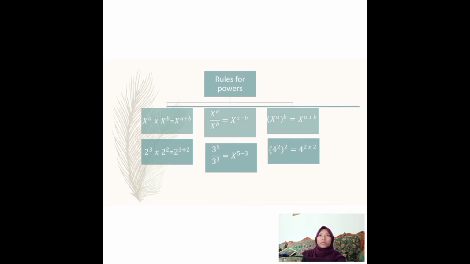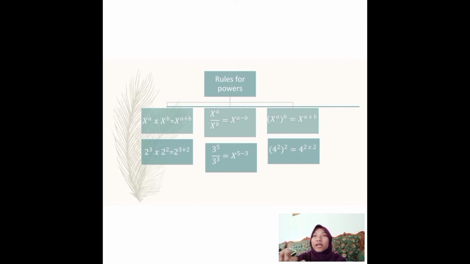Next, we move to rules for power. In rules for power, we will learn 3 basic rules. The first is x^a times x^b equals x^(a+b). You can see that I put an example for you to see.